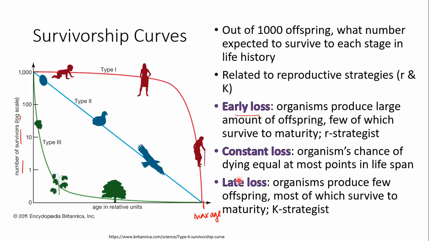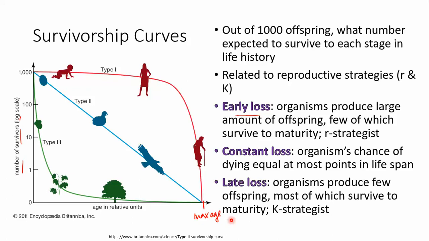In contrast, you've got late loss species, which are K strategists, and they will produce few offspring, but those offspring will survive really well. So humans are an example of this type 1 late loss survivorship, where we have babies, and most of those babies will survive all the way through to adulthood. However, later in life, there's going to be an increase in the death rate. So as you get closer to this maximum age that humans can reach, more and more of the organisms are going to die. And that would be a K strategist.